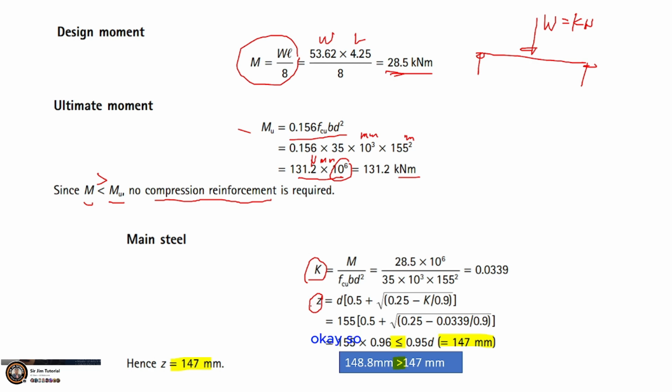Now, take note of the Z when you have substituted D, 155, and then this K. You have the value of 155.96, which becomes 148.8. You have to compare it to 0.95D, which is 147. Here you always compare these two and then you use the smaller one. So that's why Z will become 147.